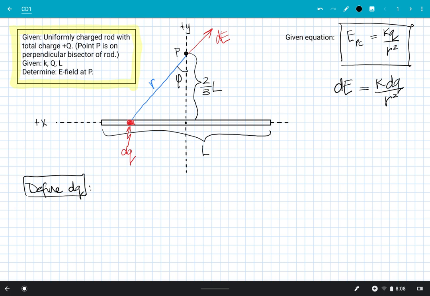And I notice also that dE changes as x changes, right? As I move along x. So I'm going to redefine dq here so I can actually execute this integration. And I'm going to call it lambda dx. And hopefully you're on board with what lambda is. I'll remind you that lambda is charge per unit length.